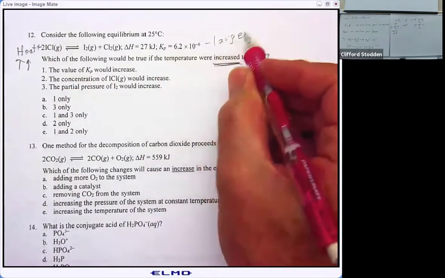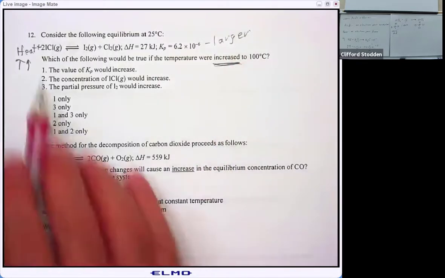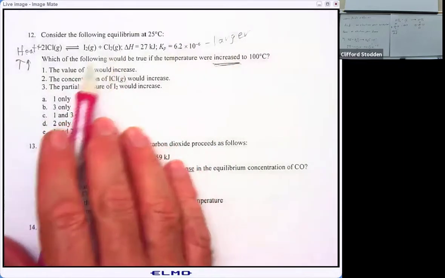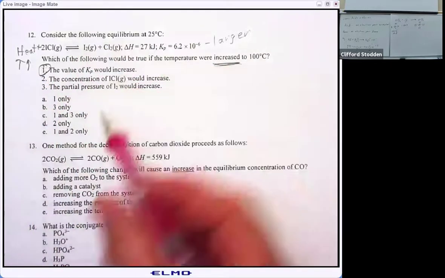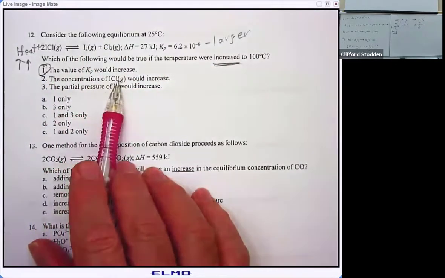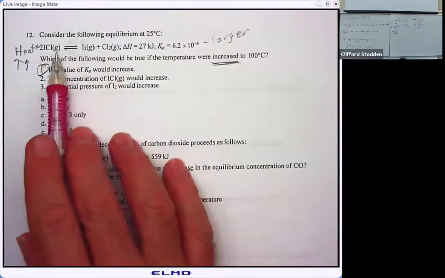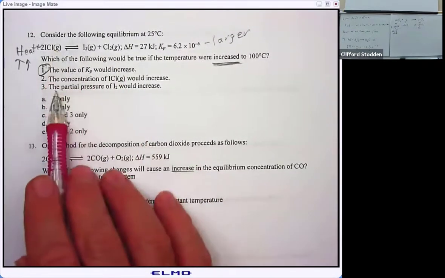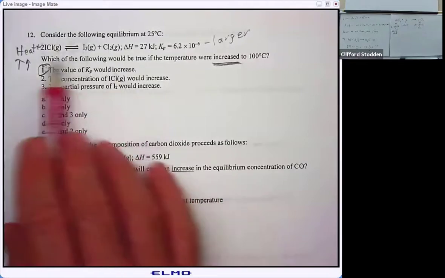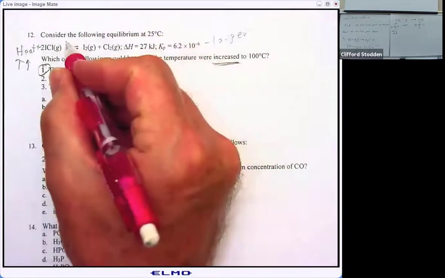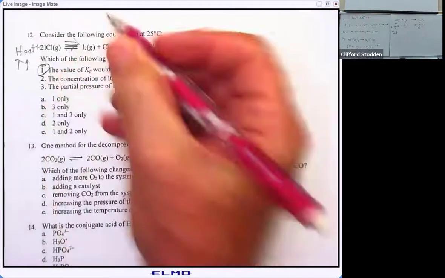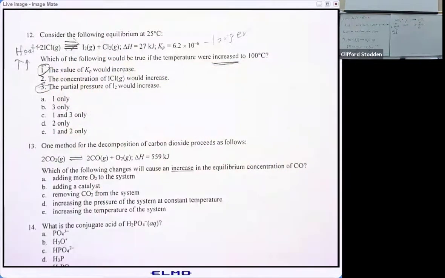So your K has to increase with that temperature change for it to go more to the right. So the value of K would increase. That would be your one answer. Concentration of ICl would increase. That's not true because that's going to go down. Partial pressure of iodine would increase. That actually is also true because it's going to shift to the right. So 2 of these statements are true, 1 and 3.